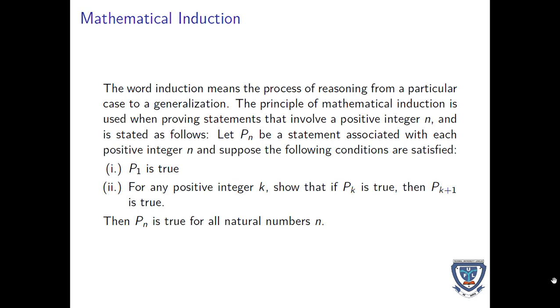is that P1 is true. Condition 2 is for any positive integer k, show that if Pk is true, then Pk plus 1 is true. Then Pn is true for all natural numbers n.